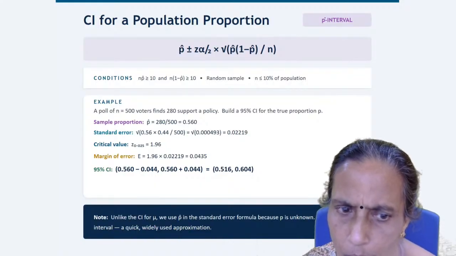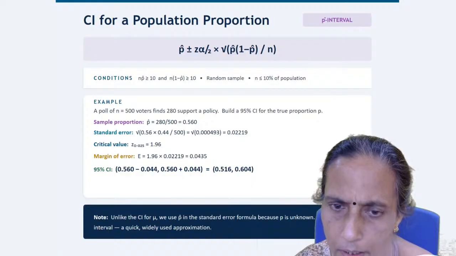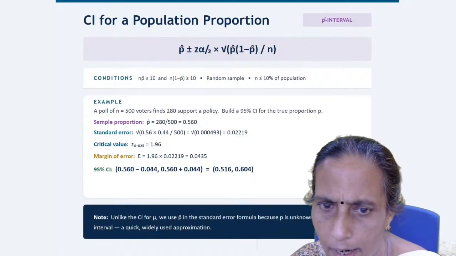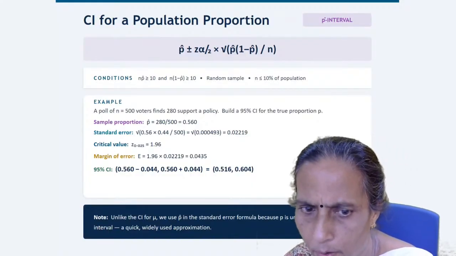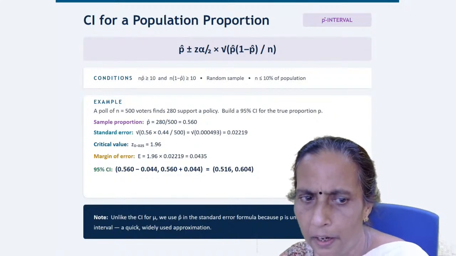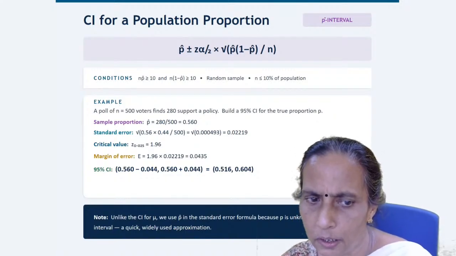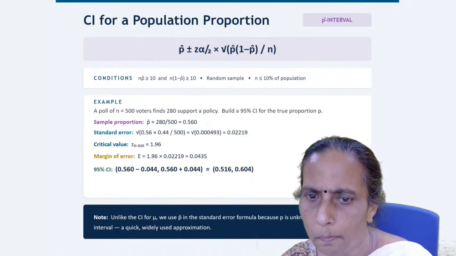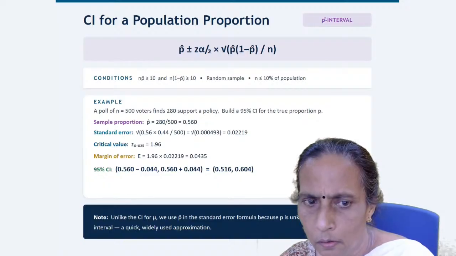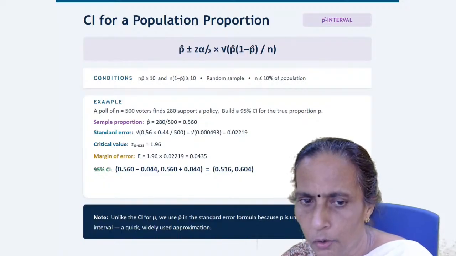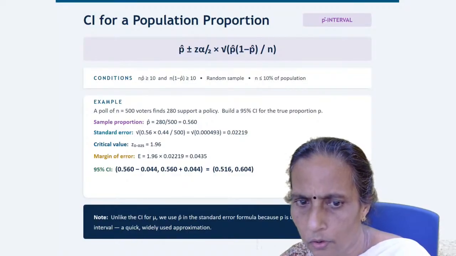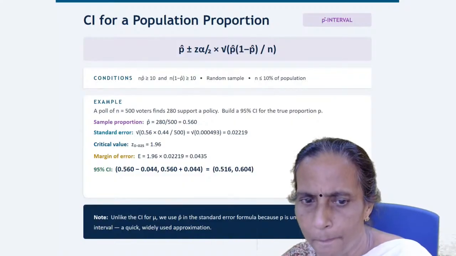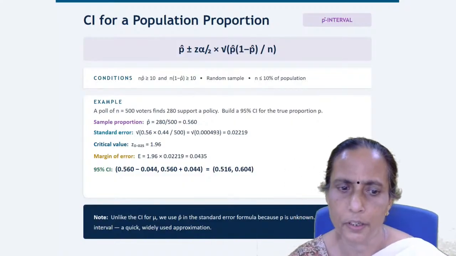So the margin of error E is equal to 1.96 into 0.02219. Sorry, this value. This is the tabulated value and this is the standard error that we have calculated. So it will be this. So the 95% confidence interval will be 0.56 minus and plus 0.044, and this 0.4 as 3.5, I have taken it as 4. Okay, and this is the confidence interval.